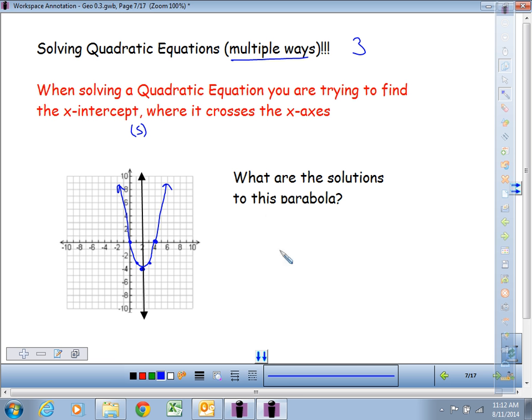So when we look at this graph, there's 2 of them. This graph crosses the x-axis right here, and it crosses the x-axis right here. So we would say we have 2 solutions when x is 0 and when x is 4, because that's where they cross the x-axis. We could also put those as ordered pairs at (0, 0) and (4, 0). The y values on both of these are always going to be 0 in our solutions of quadratic equations. So that's what a solution is.